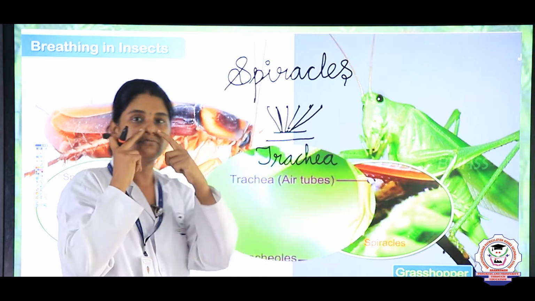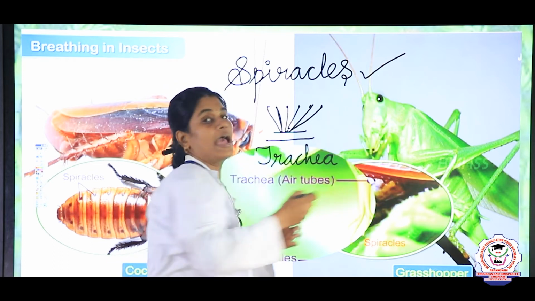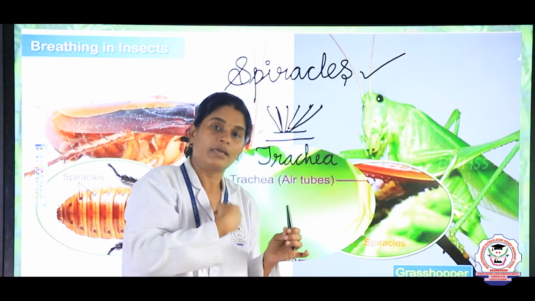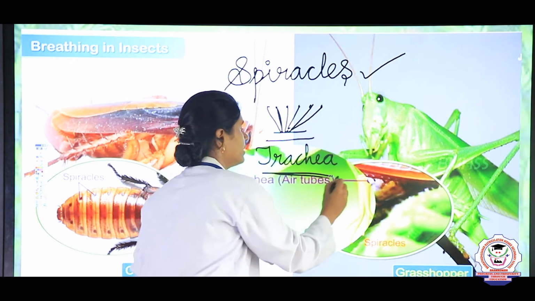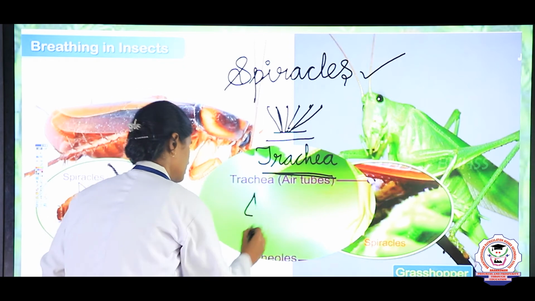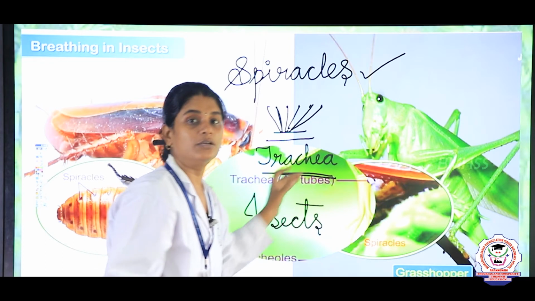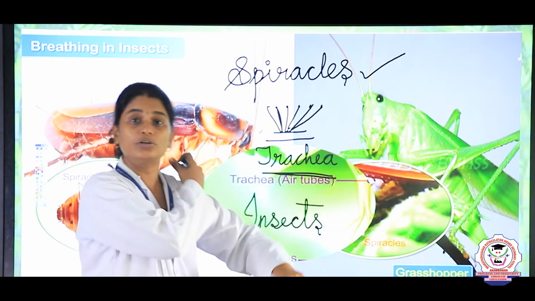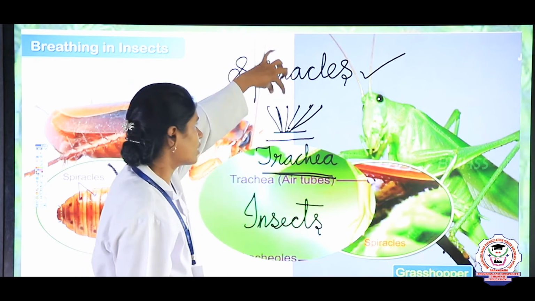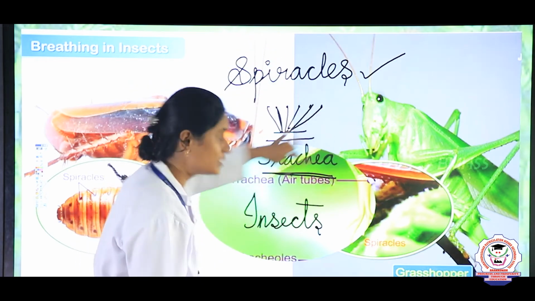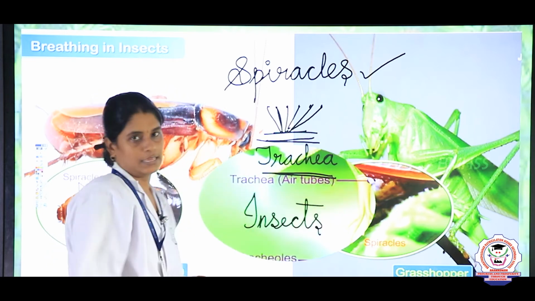So, we have a nose, right. Likewise, insects have spiracles, and our nose is connected with our trachea and our lungs, right. In the same way, the spiracles are connected with the trachea in case of insects. Insects breathe through the air holes present on the side of their body called spiracles. These spiracles are connected to form a network of tubes, this air tube, which is called trachea, right.